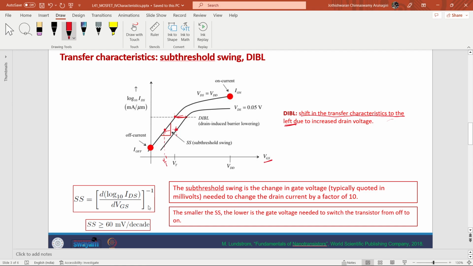Yes, sir. The subthreshold swing is the inverse of this slope. So we want this slope to be as high as possible. That is, for a very small change in VG, I need a very large gain in current, essentially to switch it from the off state to the on state. So if the slope is high, the inverse of the slope will be small.